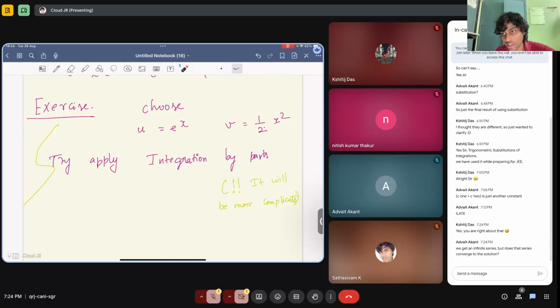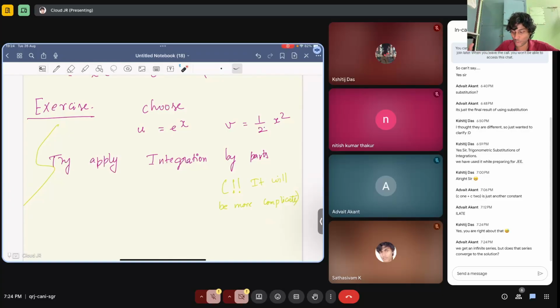Honestly, but does that series converge to a solution? I don't know. I mean, you have to try it. If it converges to a solution, then you have to tell how it converges. So it may not. I didn't check it.